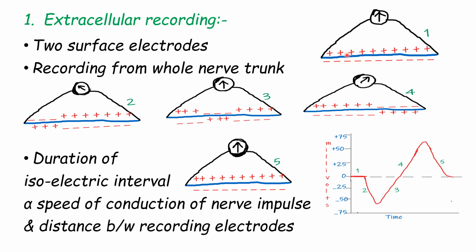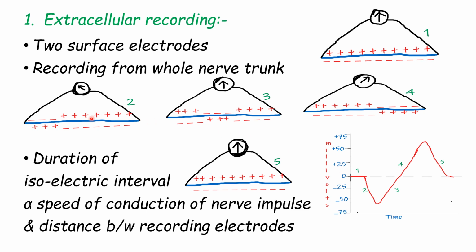So in the first situation, when there is no stimulation of the nerve, one electrode is placed here and another is placed here. In this situation, what we record is the isoelectric line, because both the electrodes are in neutral state. They are recording the same voltage, so they are not recording any deflection. We don't see any deflection. So this is the isoelectric line.